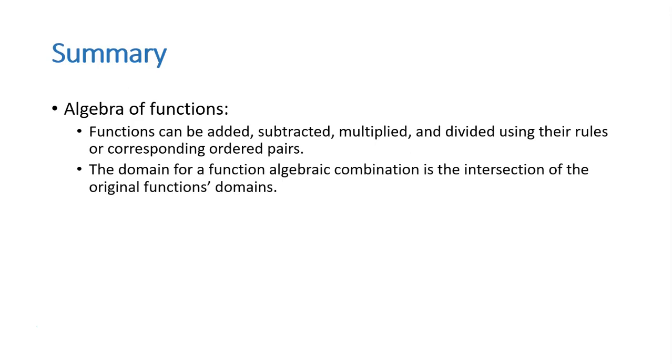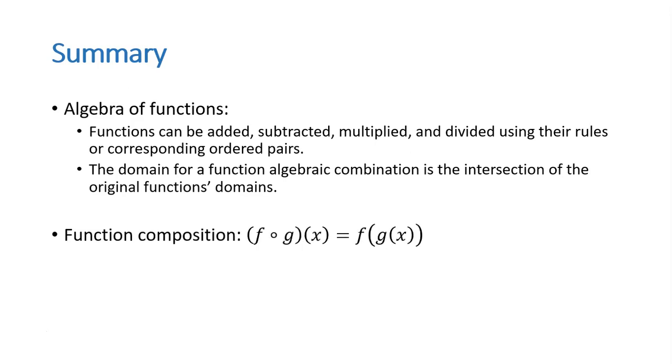So the domain for a function combined using algebra is going to be the intersection of the original functions' domains. If you're combining two functions together, each of those individual functions has a domain, potentially with restrictions. When we take two functions and combine them together, the final domain has to take into account anything we excluded from the individual domains. So what those two original domains have in common, that's going to be the domain for our final answer. We can also combine functions using function composition.